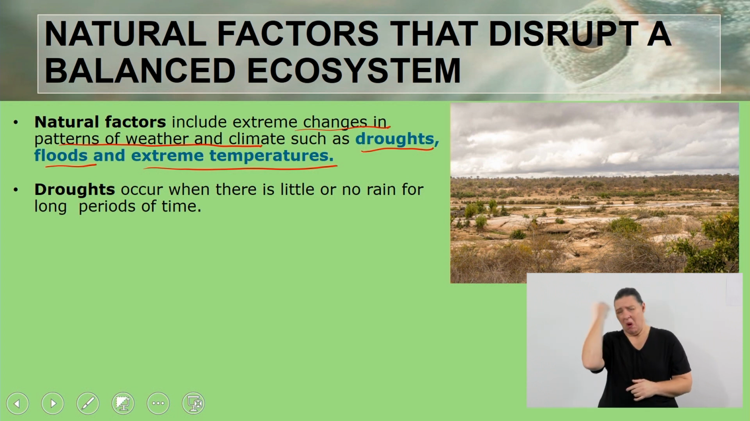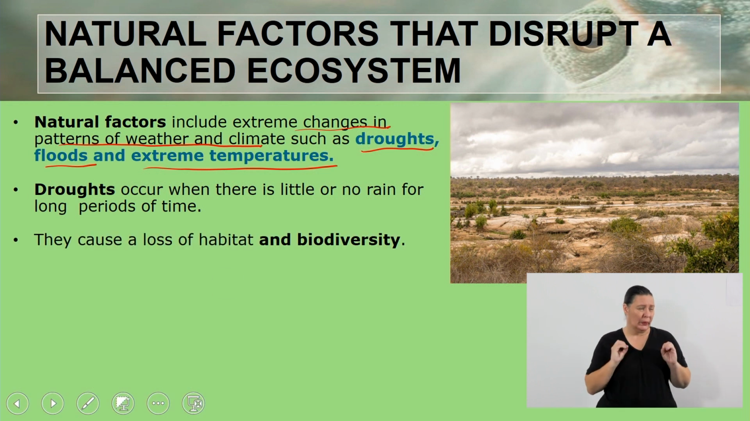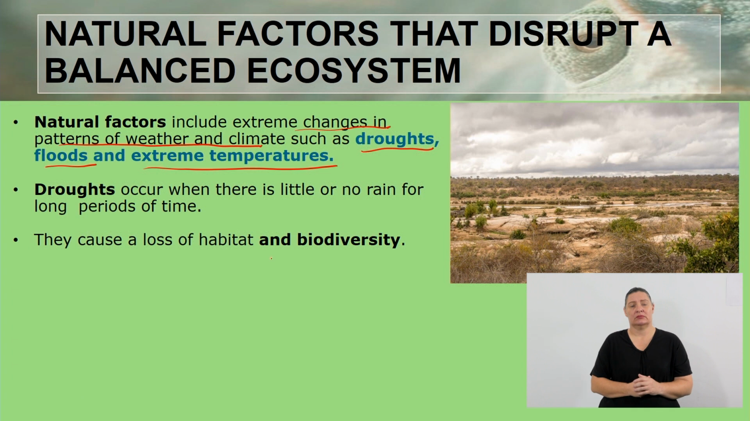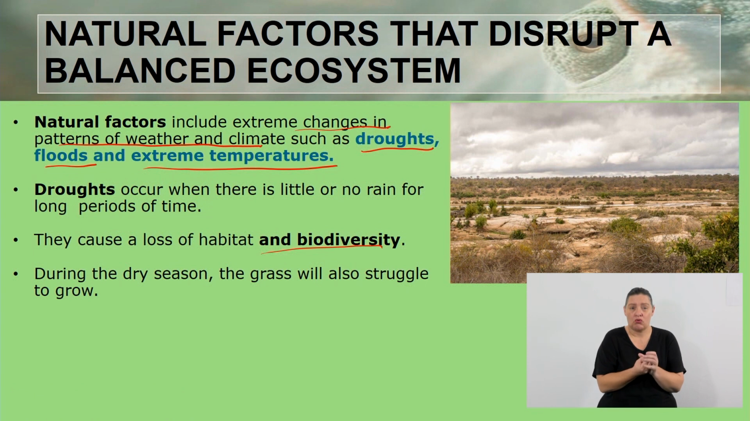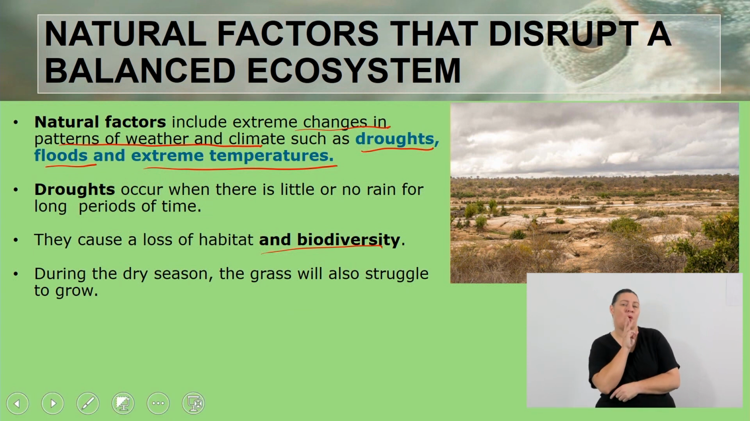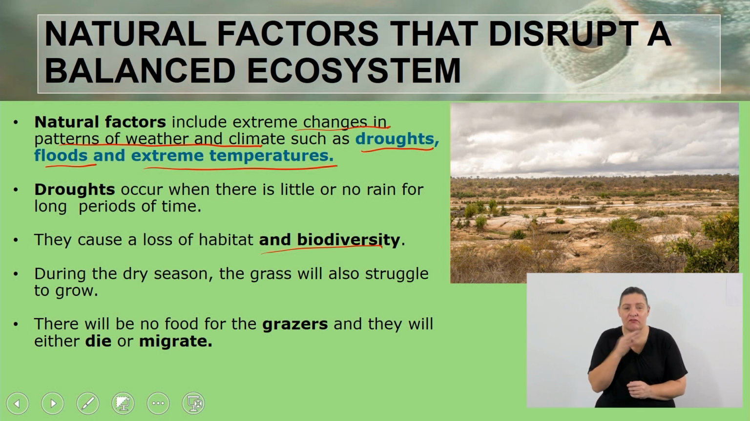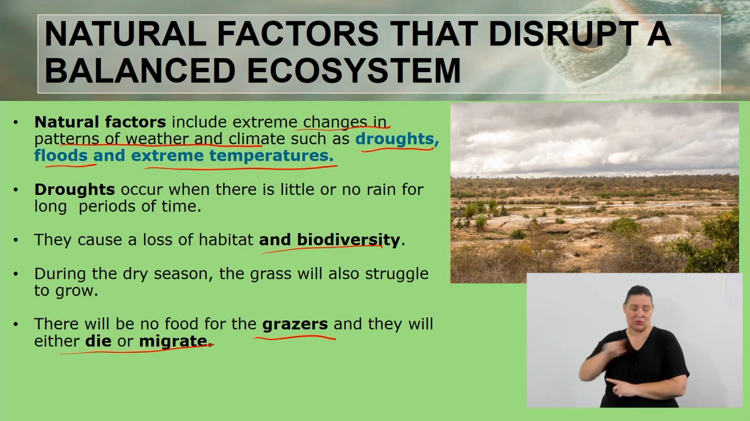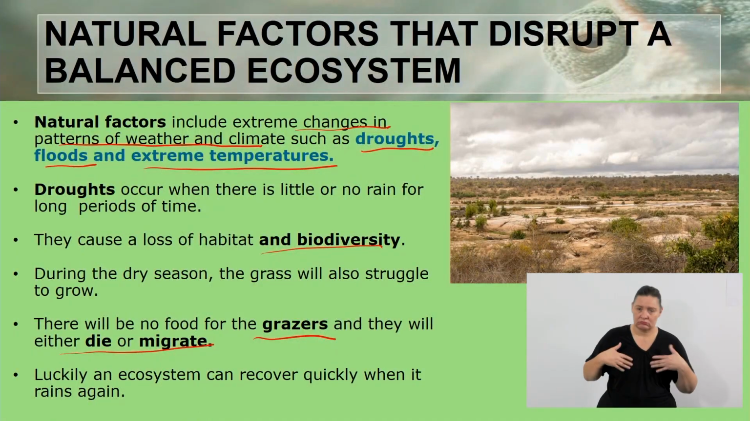We are going to start by looking at droughts. Droughts occur when there is little or no rain for a long period of time. They cause a loss of habitat and biodiversity. So when there's no rain, that means there will be less producers. That means there won't be food and there won't be habitat for some organisms. During the dry season, the grass will struggle to grow, obviously because there's no water. There will be no food for grazers, and they will either die or migrate during droughts. Luckily, an ecosystem can recover quickly when it rains again.